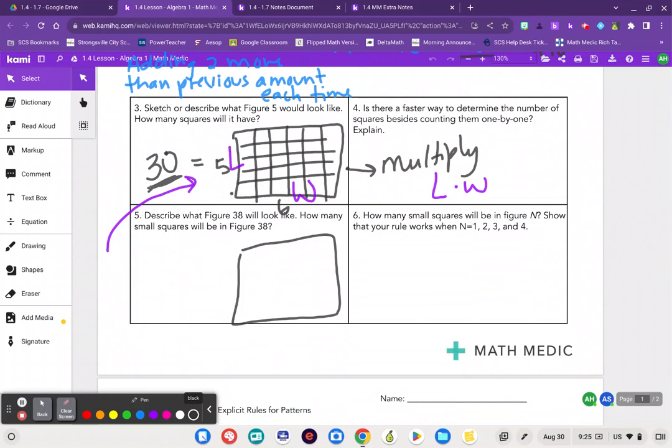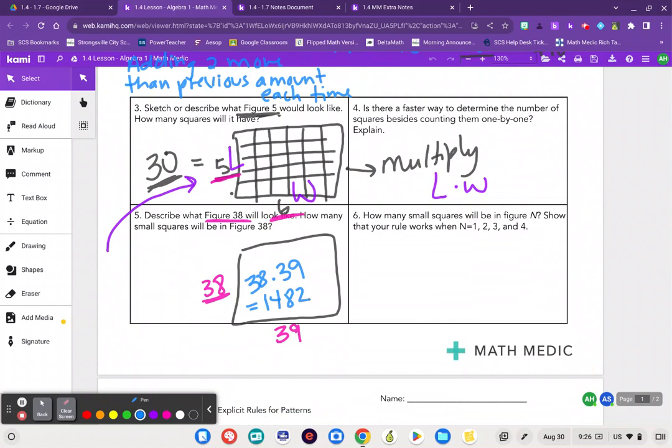We said whatever the figure number is matches my number of rows. So in this case, if I'm at figure 38, I would have 38 rows. And back in problem 3, we said if there's 5 rows, there's one more column. So for figure 38, if there are 38 rows, I have 39 columns. Part 4 said I can just go ahead and multiply those together in order to find that number more quickly. When I do that, I get 1482.